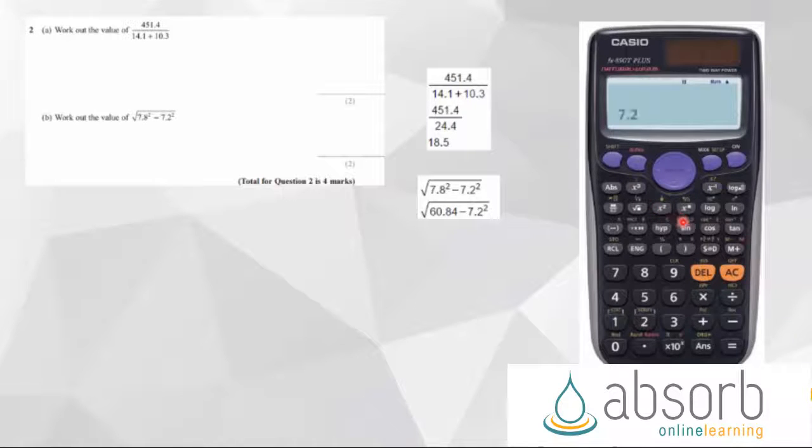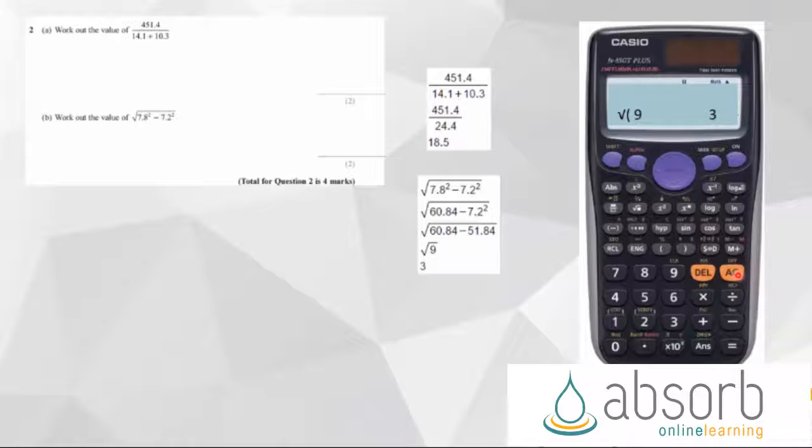Then we're going to take the 7.2, again press the square button and get the answer of 51.84 and write that down. Next step, do the subtraction. Get the answer and write it down. And finally, take the square root, which is this button here, of 9 to get an answer of 3. That's basically the problem finished.